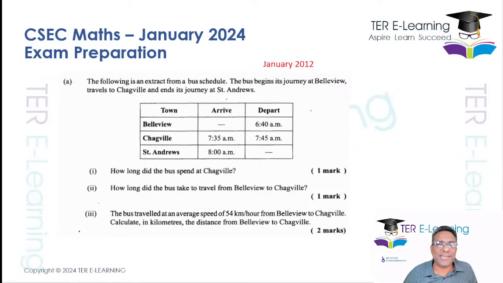The following is an extract from a bus schedule. The bus begins its journey at Bellevue, travels to Shagville, and ends its journey at St. Andrews. So we know the departure time at Bellevue, and we know the arrival time at St. Andrews. Now you all have to be able to analyze a diagram like this.